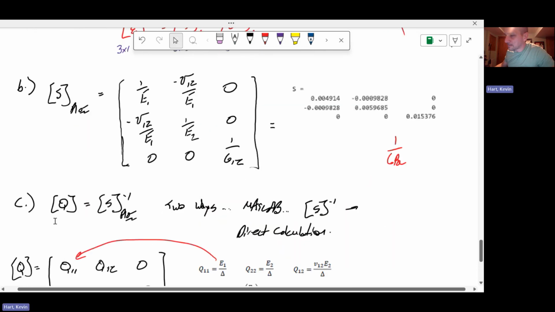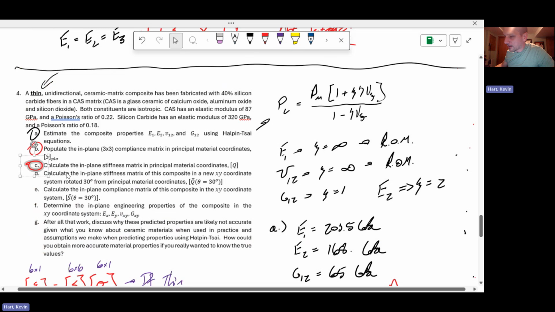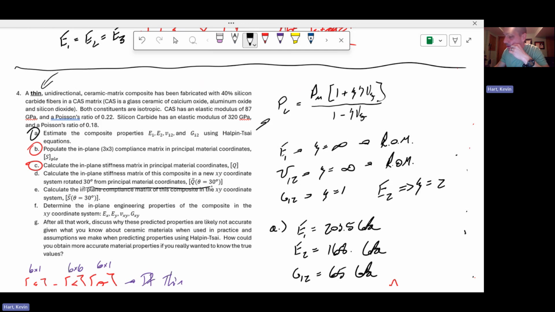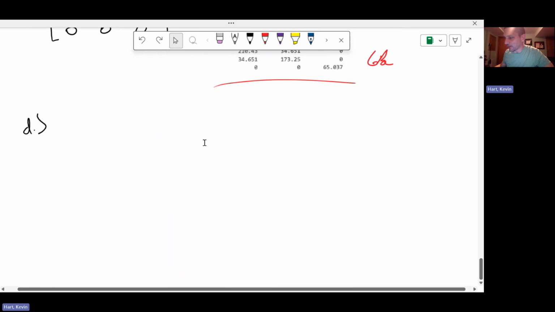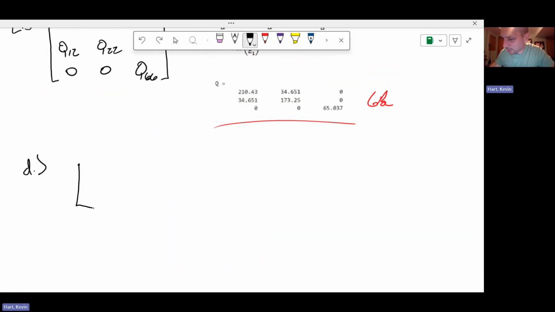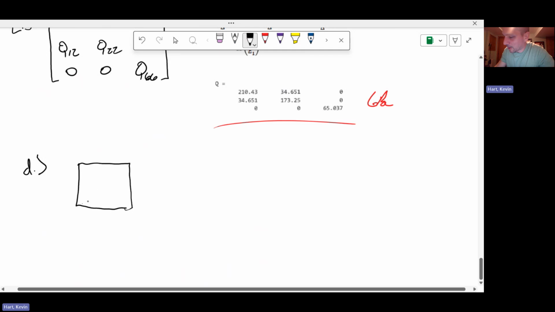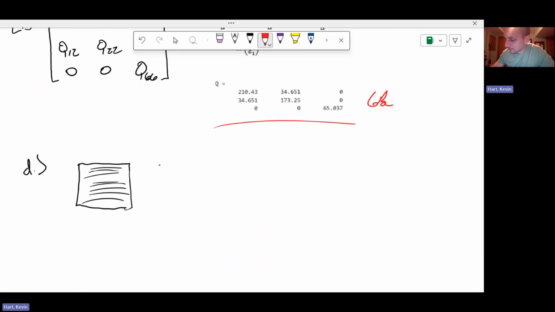Part D, let's take a look at that. Calculate the in-plane stiffness matrix of the composite in an XY coordinate system rotated 30 degrees from principal material coordinates. So now we want to take our stiffness matrix and rotate it 30 degrees from principal material coordinates. We're looking for Q bar when the rotation angle theta equals 30 degrees. So remember what that means. You have a unidirectional composite, all the fibers running in one direction. Your coordinate system would be one direction here, two direction here. One direction in the direction of the fibers, two direction across the fibers.